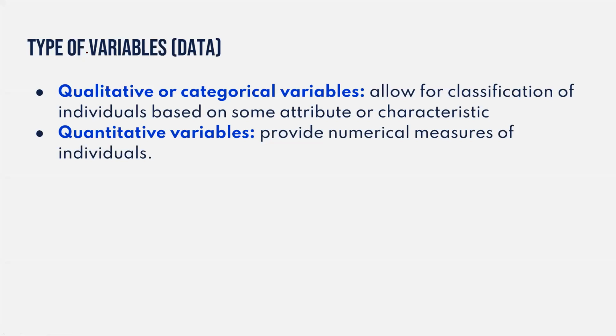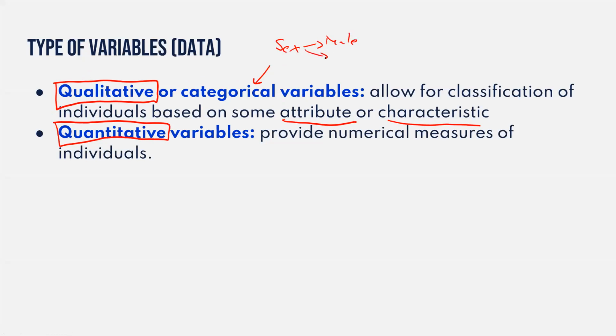The first way we classify data is by one of two ways. We can either have what's called a qualitative data value, or we can have what's called a quantitative data value. Qualitative data values are what we call categorical, allowing for classification of individuals based on some attribute or characteristic that they have. Let me give you an example of an attribute or characteristic that I could assign to everybody. We can assign people by their sex, right? They're either male or they're female.